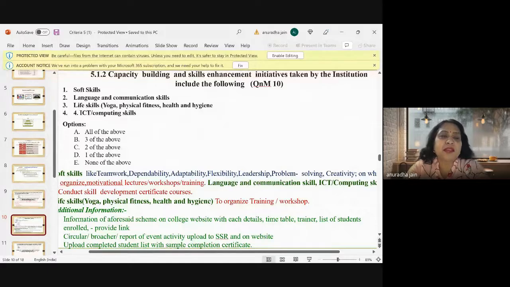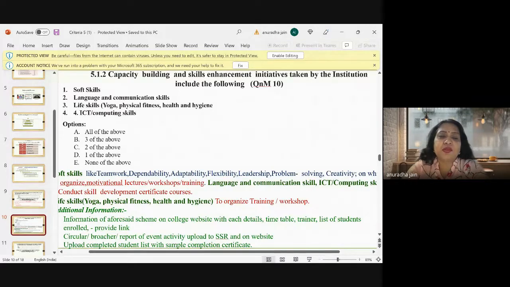If you have organized under 3 categories, then you can give your answer as B. That means 3 of the above, or 2 of the above, or 1 of the above, or none of the above. Okay, so therefore, you have to have initiatives under all these heads to score these 10 marks here. And not only this, for supporting documents, you will have to give the brochures or what type of activities you conducted, and how many students participated in this activity.